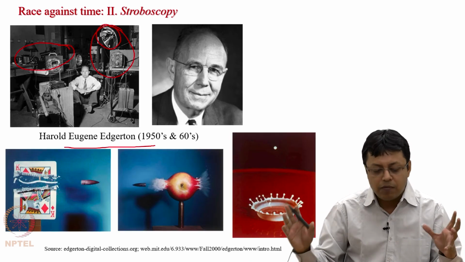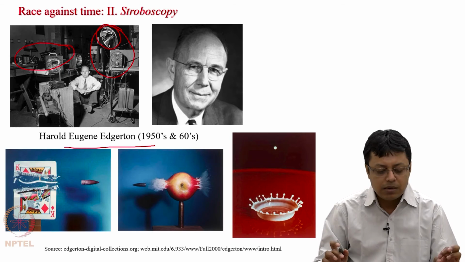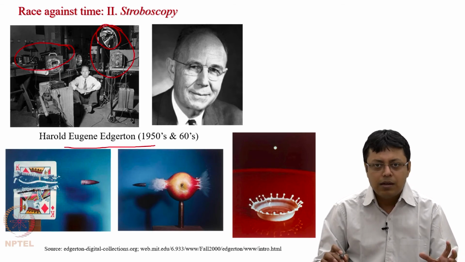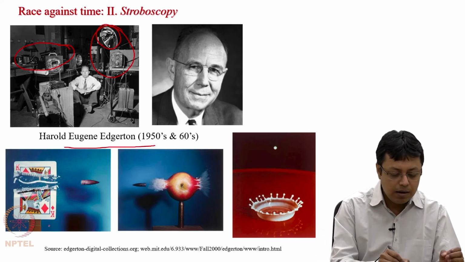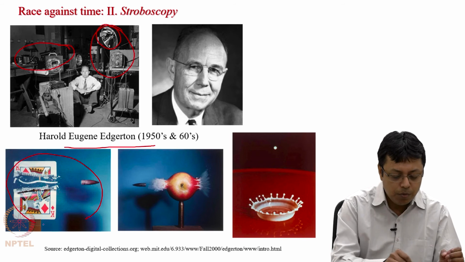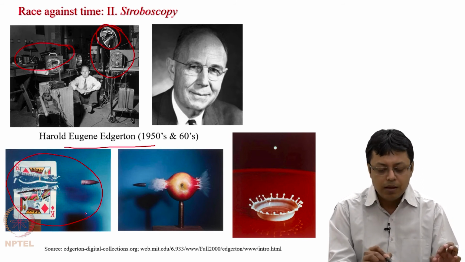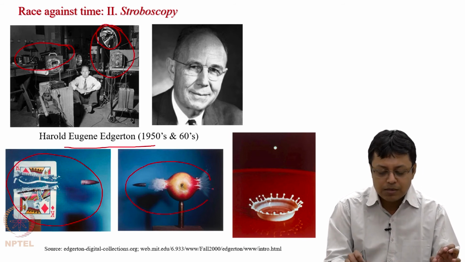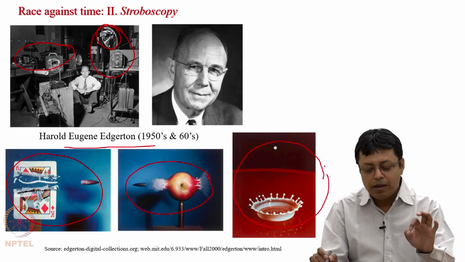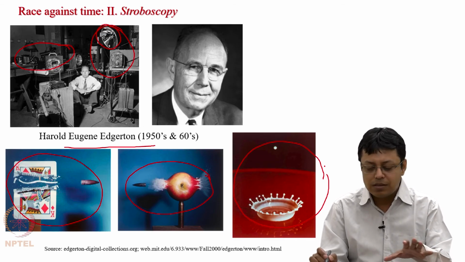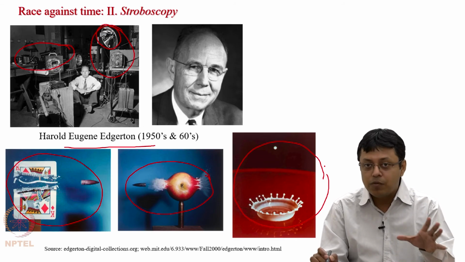Now, with this kind of flash experiment, Edgerton was able to collect extremely good images which are also aesthetically very beautiful. You can see here a moment when a bullet pierces through a card. This is the moment when the bullet pierces through an apple. And this is a picture of what happens when a milk drop falls on a surface which is red colored. So it creates a very beautiful pattern.